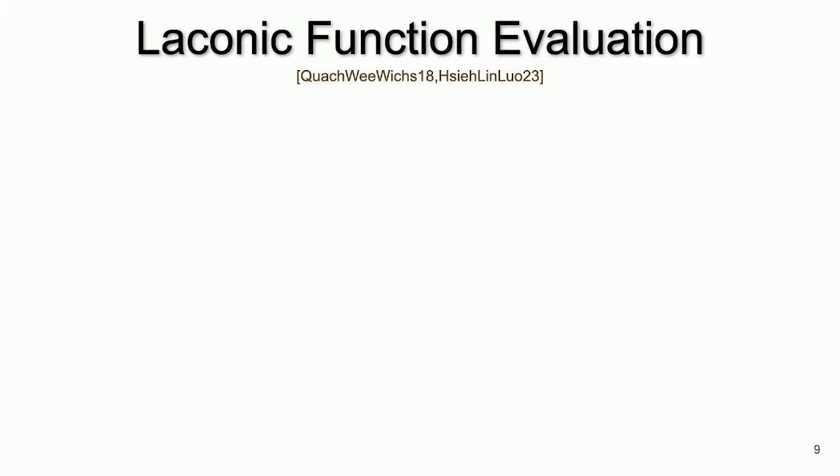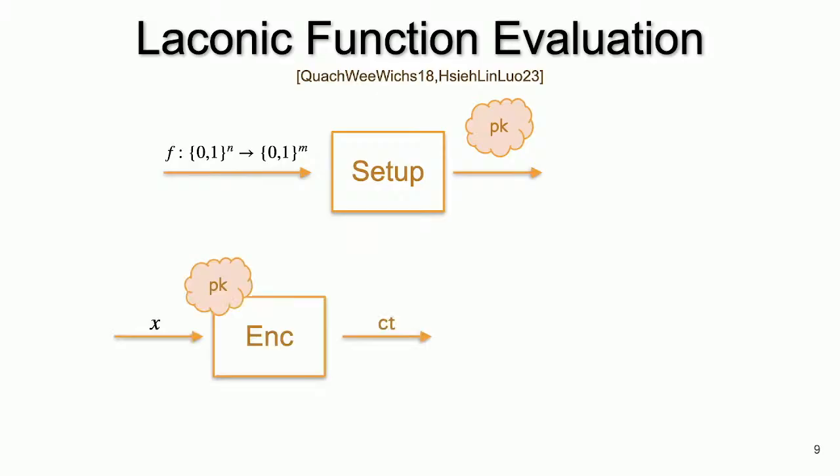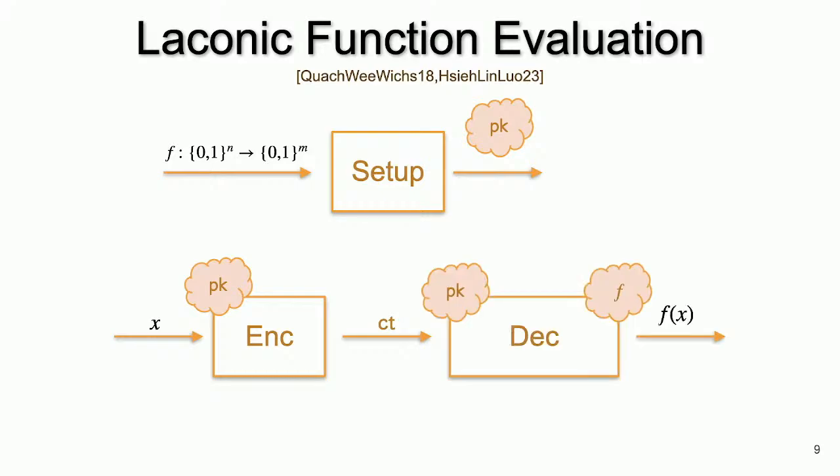Okay. So Laconic function evaluation, I'll briefly abstract whatever G explained as a black box, because what we need is a little bit simpler than Laconic function evaluation. So given a function f, there is a setup which produces these public parameters, public key. Using this public key and an input x, you can output a ciphertext CT. This CT you can decrypt publicly, like anybody can decrypt it, using just the public key and the function f, and you get back f of x. Okay? So there are some properties that we need.